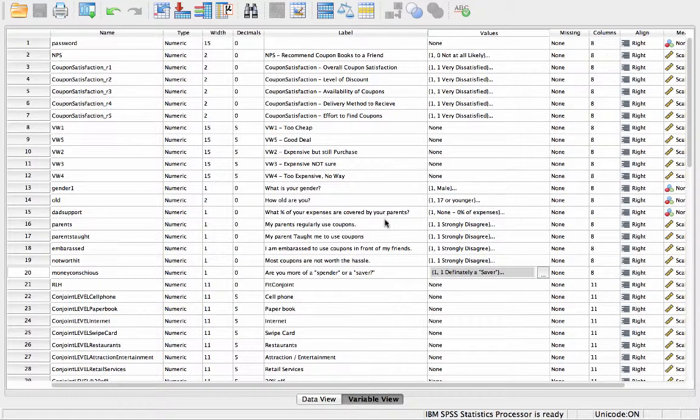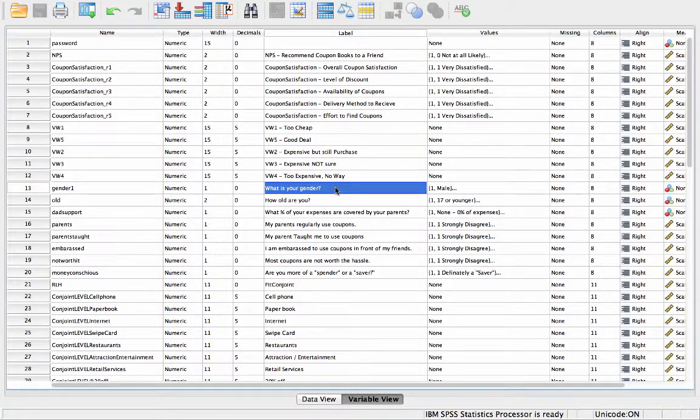So in some ways, this helps us to define who the sample is. Who are these people? How old are they? What's their gender? And how do they, in general, view coupons and coupon-related topics?